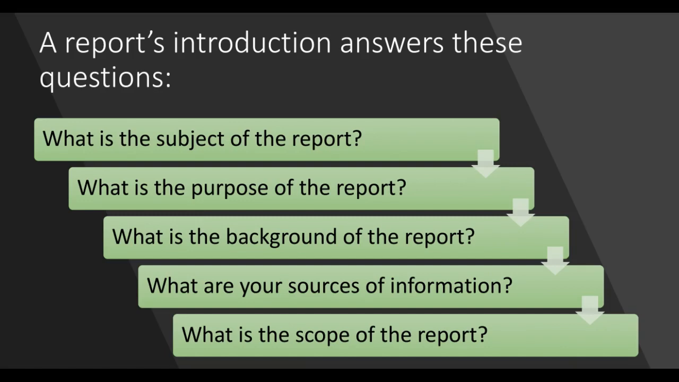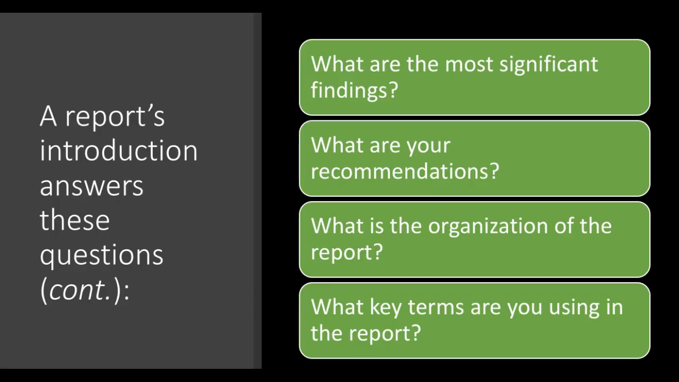Then where did you get your information? Where does it come from? Does it come from research you did? Does it come from talking to colleagues? And then what is the scope of the report? What did you look at? So you examined 3 different types of printers or 3 different options. So all of this is answered in the introduction. And this is a little bit different from a research paper, because in a research paper you kind of build up to this. But this is done in the introduction of your report.